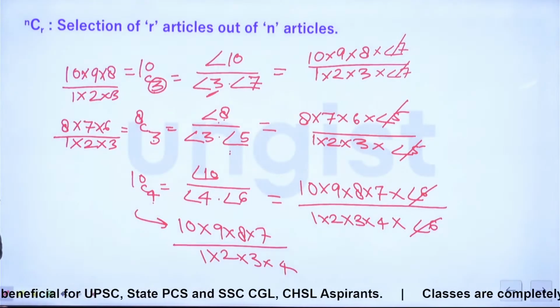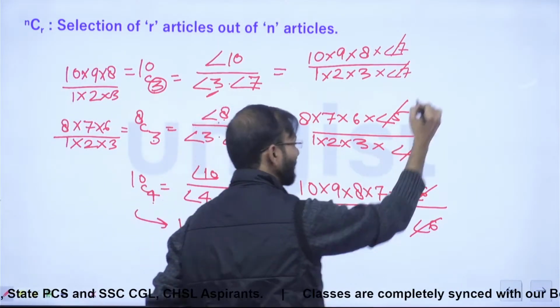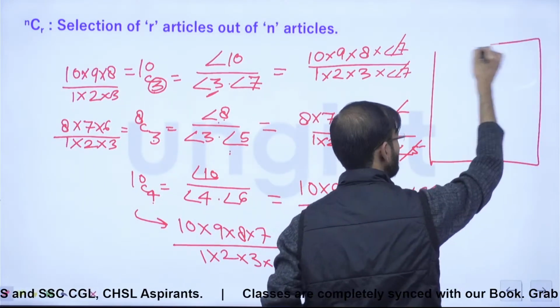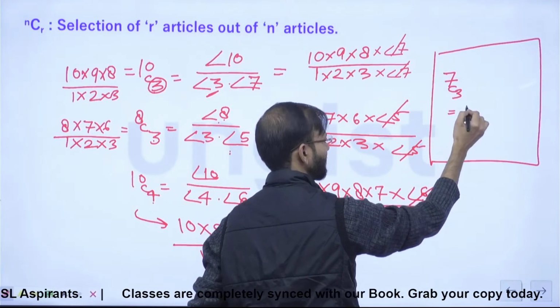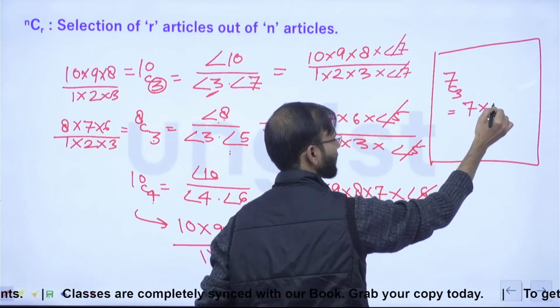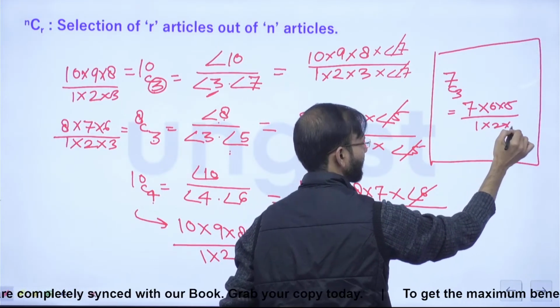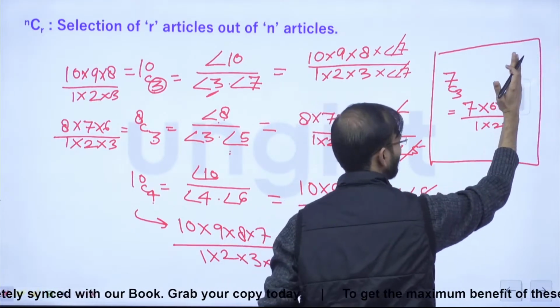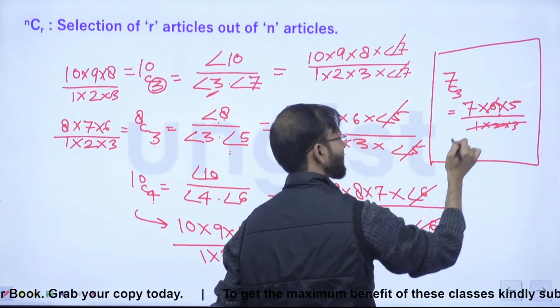Getting it or not? Now, if I'm writing, just tell me the value. Just tell me what I should write. If I write 7C3, guys, what should I write? 7 into 6 into 5 by 1, 2, 3. So guys, this cancels, this is 35.